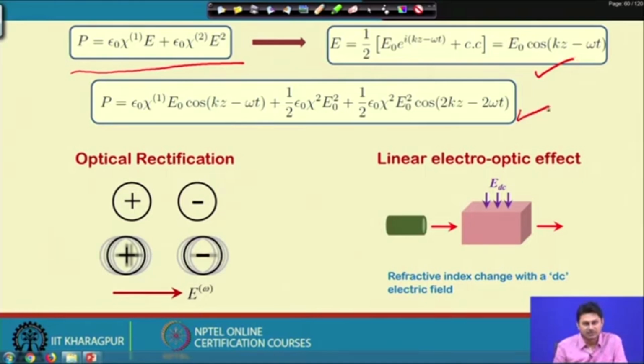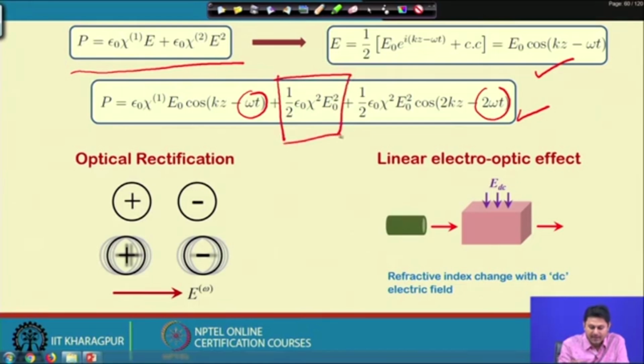Last class we already derived that. In this total expression we find one frequency component omega, another frequency component 2 omega, and another term sitting here without any frequency term. Today we are going to understand the meaning of this term. Here two figures are there, this is one figure and this is another. Let us first try to understand the schematic figure of optical rectification.